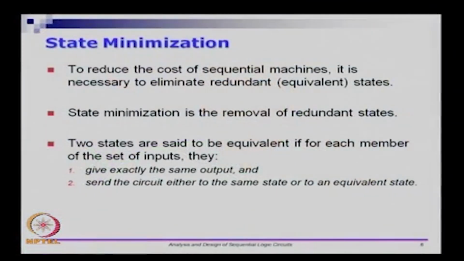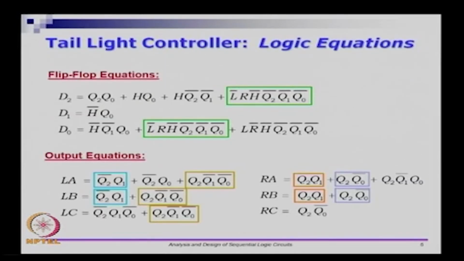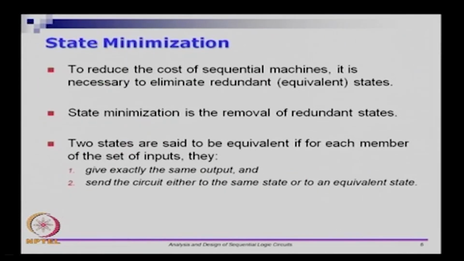If you are given a state machine, you may wonder whether you have states which are not necessary, or whether there are any redundant states. To reduce the cost of the machine, because you can see in this example all of this comes with a cost. Maybe all the states are not necessary, I do not know. So I need a systematic procedure by which I can take a state machine and change it to another state machine which has much simpler gates, probably fewer flip flops and so on.